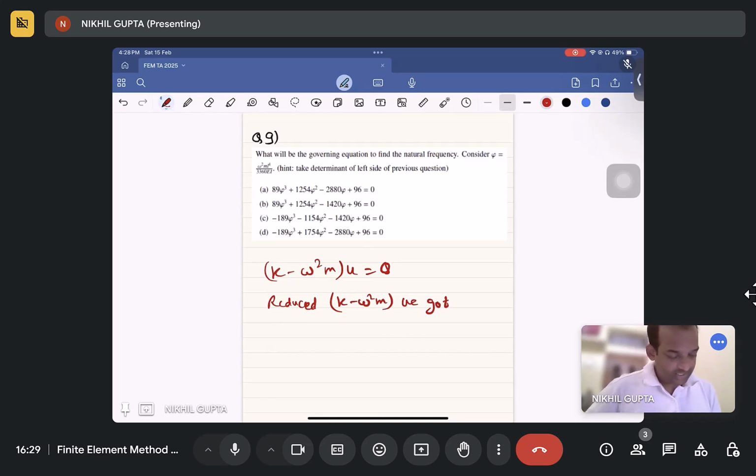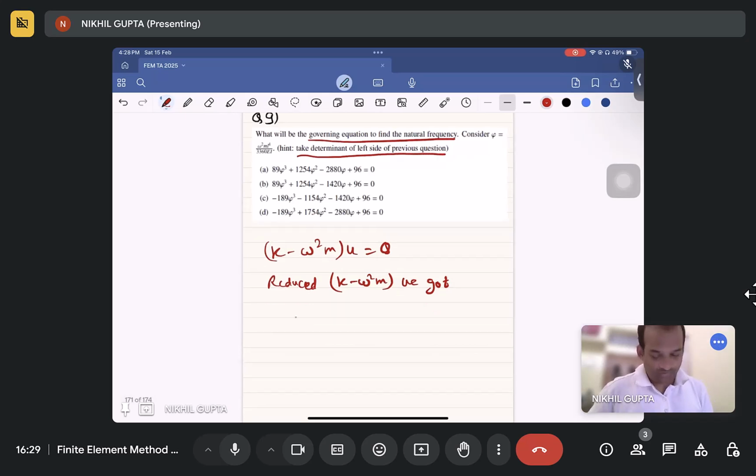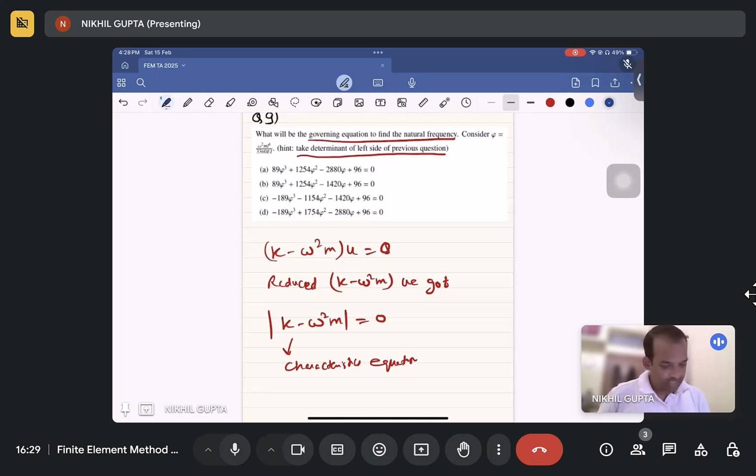Now he's saying to get the governing equation to find the natural frequency, and it is also giving a hint that take the determinant of the left side of the previous question. So for finding the natural frequency we have to get the eigenvalues of it. To get the eigenvalues, we have to take the determinant of k minus omega square m and put it as 0. When you put it as 0, this will give you a characteristic equation, and if you solve it, I'll give the answer beforehand, the option is D. So this will be the answer.